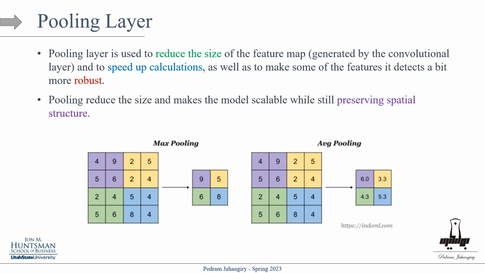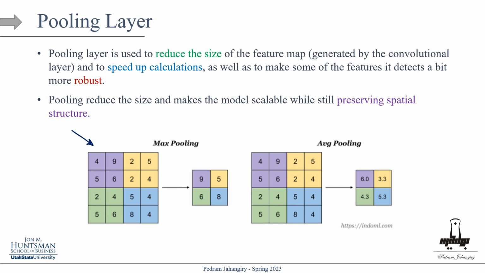And also note that pooling reduces the size and makes the model scalable, while at the same time it is still preserving spatial structure. So for example, if this is your input layer, and usually we do pooling right after a convolution, so this input layer is a feature map coming out of a convolutional layer, right? Let's say it's a 4x4 matrix. As you can see in this convolutional layer, it preserved the spatial structure. After max pooling, we are still preserving spatial structure, right? We are not flattening things in a vertical manner or something like that, right?